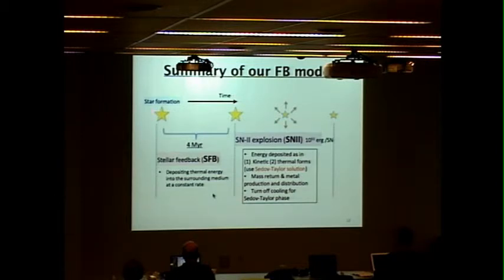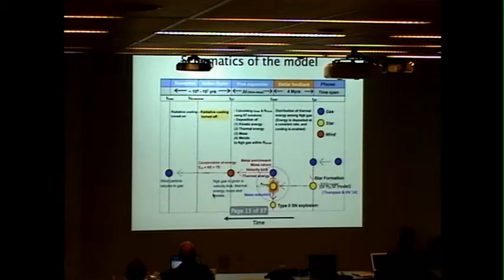So star formation takes place in our model, and then during 4 million years, we let the stellar feedback work. This is a simple thermal feedback in the surrounding medium. And then after this time, the supernova explosion takes place, and we do the standard kinetic and thermal feedback using the Sedov-Taylor solution, and then do the recycling and such. During this Sedov-Taylor phase, radiative cooling is inefficient. Therefore, we turn off the cooling for this period of time, for physical reasons.